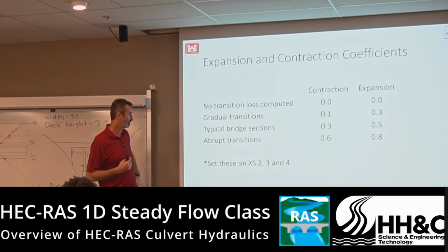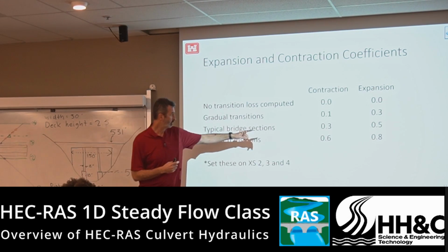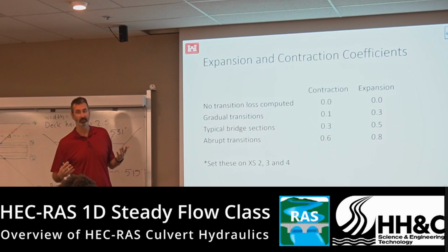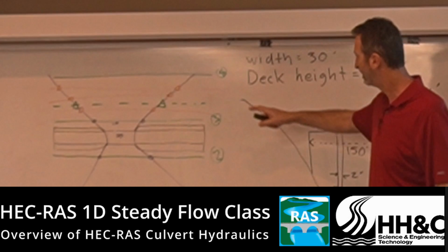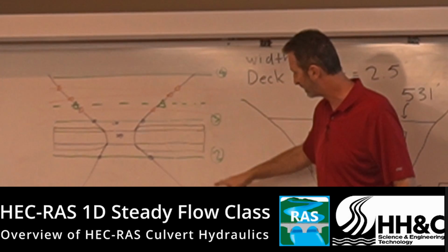It doesn't work out well near man-made structures, so we need to bump them up. And 0.3 and 0.5 are pretty good numbers. Where do you apply them? You apply them in cross-sections 2, 3, and 4. So that's this one, and this one.